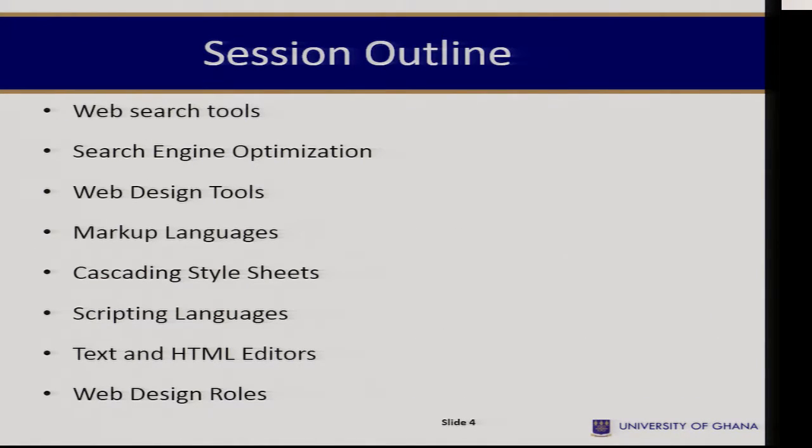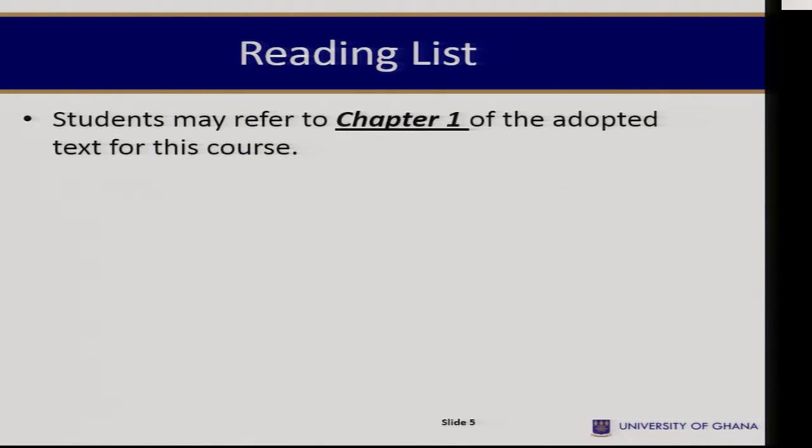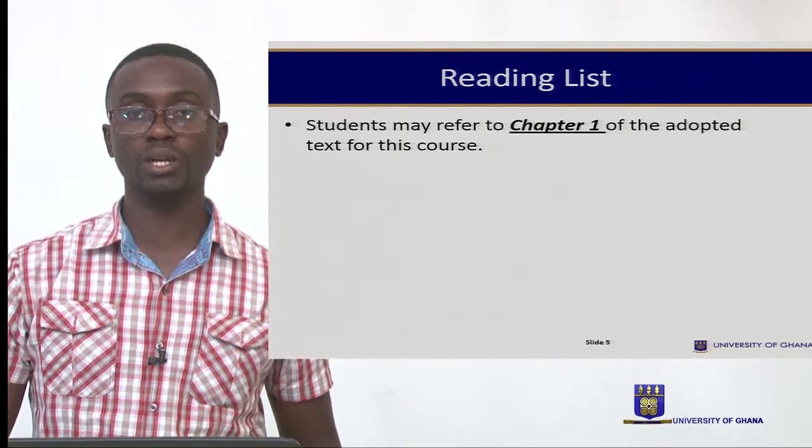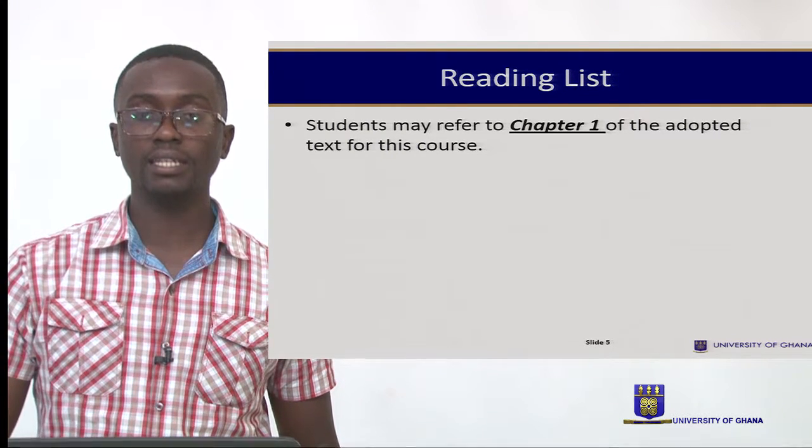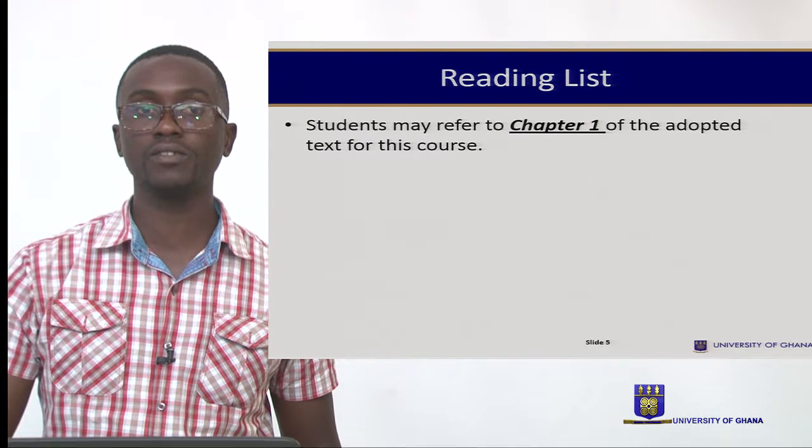First of all, we'll talk about web search tools. We'll talk about search engine optimization. We're also going to look at web design tools, markup languages, cascading style sheets. We're going to look at scripting languages, text and HTML editors, and finally, we'll be looking at web design roles. This can also be found in chapter 1 of the reading material, and the reading material is provided at the last slide of this session.